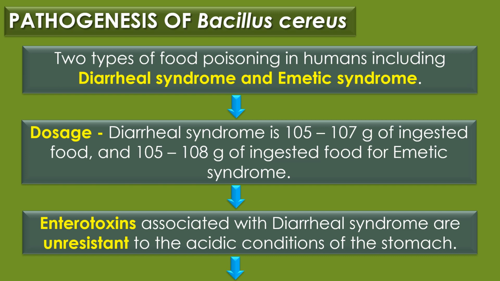for emetic syndrome. Enterotoxins associated with diarrheal syndrome are not resistant to the acidic conditions of the stomach. However, the cereulide peptide toxin associated with emetic syndrome is more resistant to acidic conditions and remains active at 121 degrees Celsius.